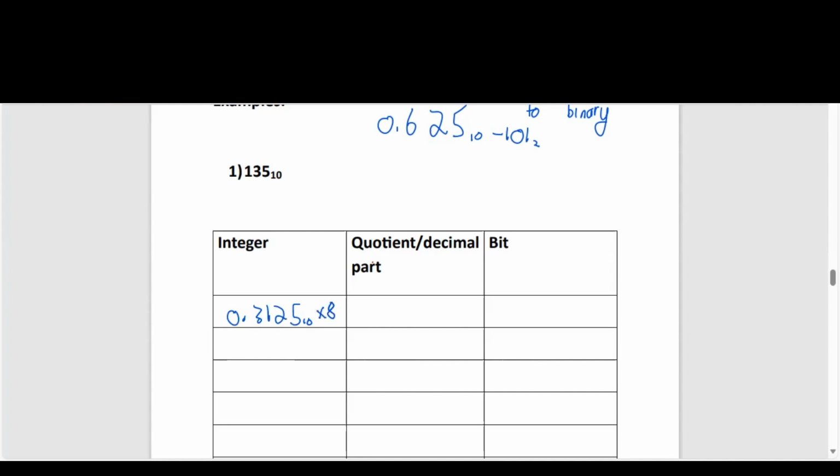So multiply by 8. Let me use the calculator. 0.3125 multiplied by 8 gives 2.5. But we know how to do this. The 2 goes in here, and the 0.5 goes right here. Then we use the 0.5 again: 0.5 multiplied by 8 gives 4.0. So the 4 goes here, and since we get 0.0, we stop.